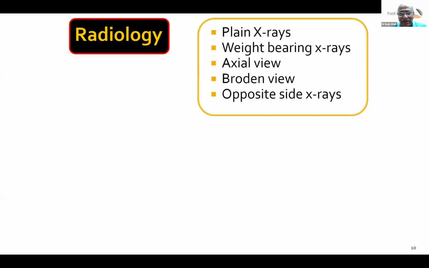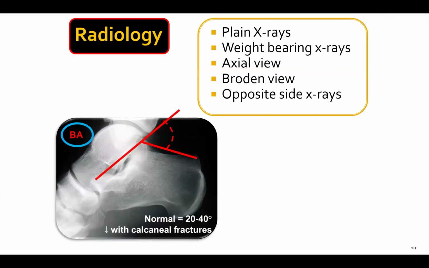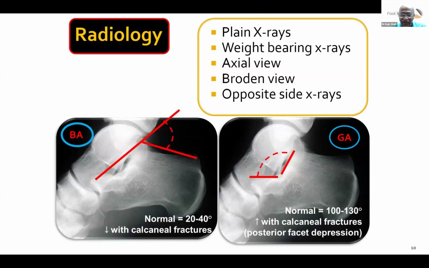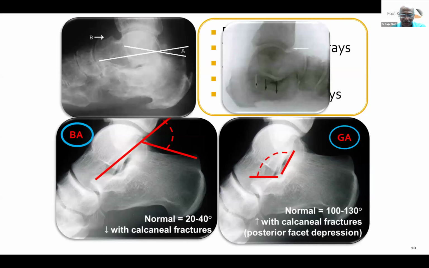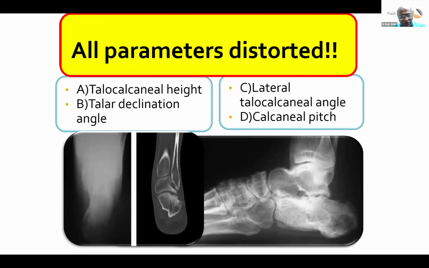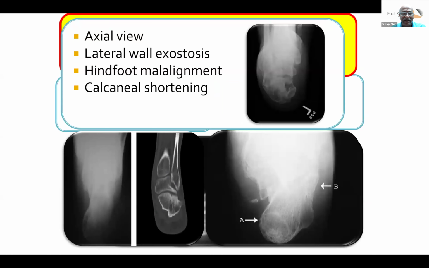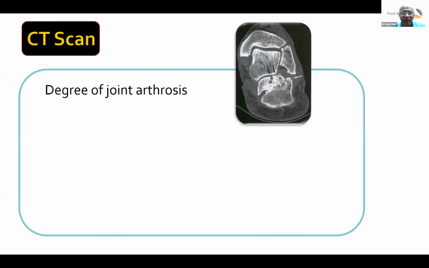So far as radiology is concerned, you have your set of plain X-rays, weight-bearing X-rays, axial images, Broden's views, and obviously opposite side X-rays. And you can measure various angles, Böhler's and Gissane's angle. They are distorted. And if you talk about talocalcaneal height, talar declination angle, or calcaneal pitch angle, all these parameters are distorted. And in an axial view, you look at the lateral wall exostosis, hindfoot malalignment, and calcaneus shortening.